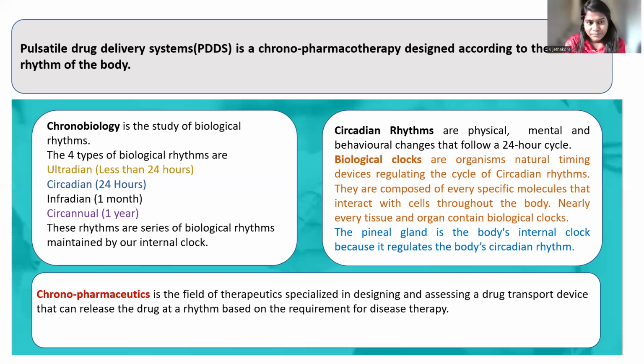So we have different biological rhythms. Ultradian is less than 24 hours, like cardiac rhythm, micturition, and blinking of eyes. These all are ultradian, which take place in less than 24 hours. And circadian is a 24-hour life cycle, where different physical, mental, and behavioral changes are going on in a 24-hour cycle. That is circadian. And infradian is more than 24 hours.